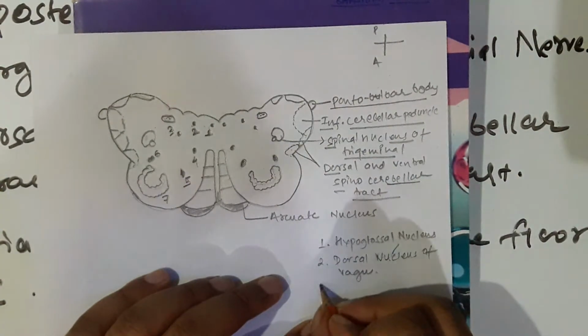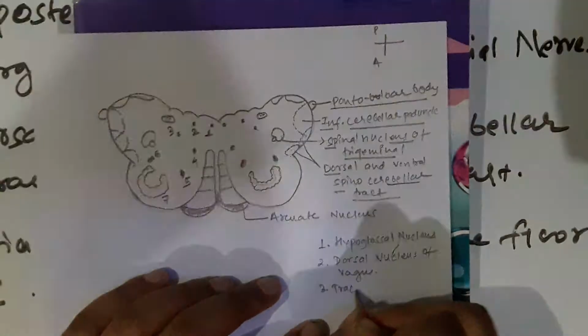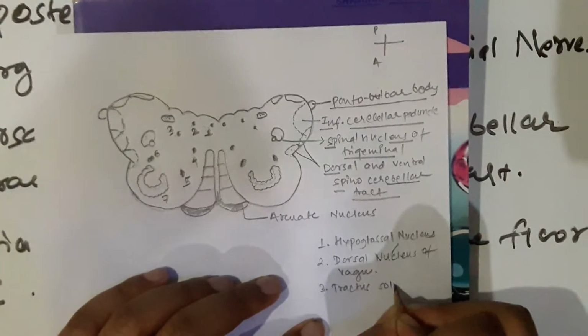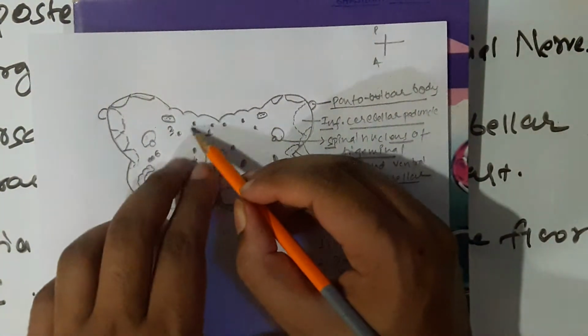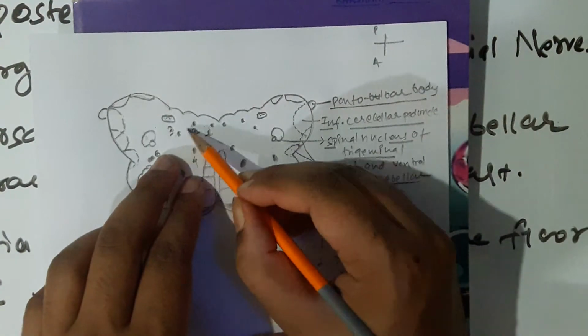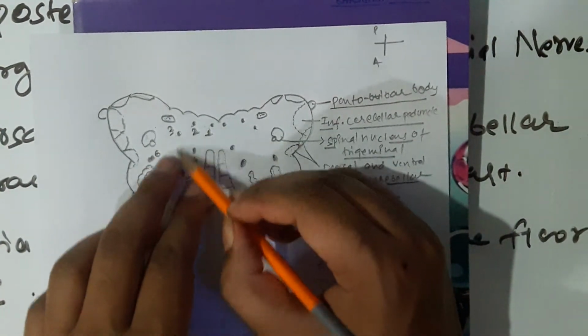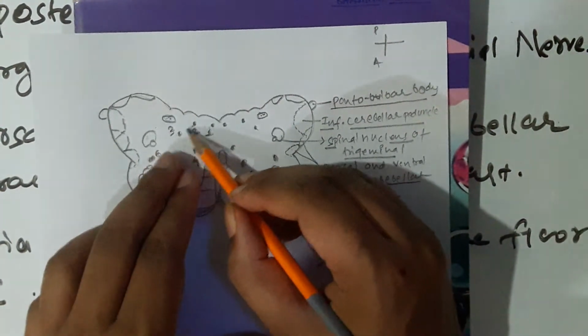Third is the Tractus solitarius. And what was the position of Tractus solitarius? Ventrolateral to the vagus. Yes or no? It is coming to the ventral side and it is a bit lateral, so ventrolateral to the vagus.